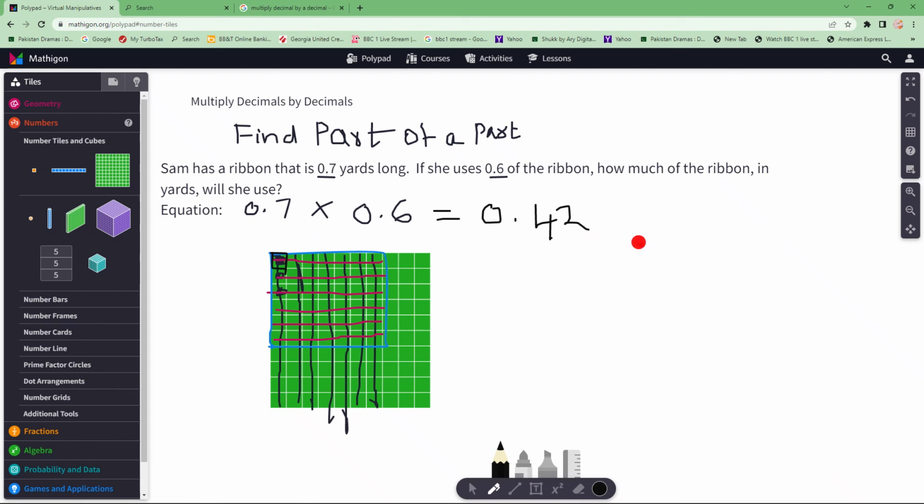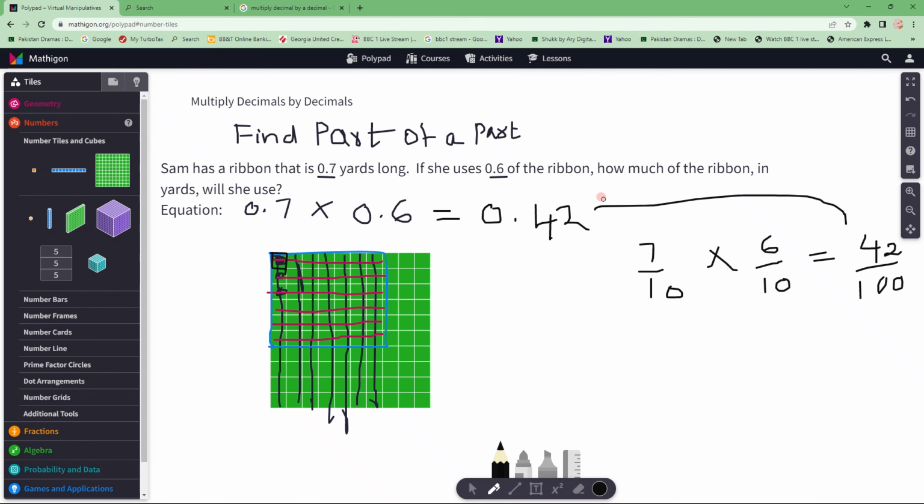In other words, if I write this mathematically, I can show you. If I write 7/10 as a fraction, I will write 7/10 times 6/10, and when I multiply, I know that 7 times 6 gives me 42, right? My product. And I know that 10 times 10, 7/10 times 6/10, that is 100. So I ended up getting my product as 42/100, which is 0.42 in decimals.